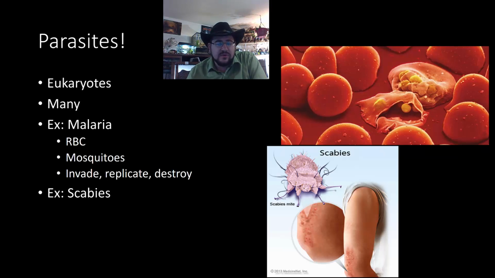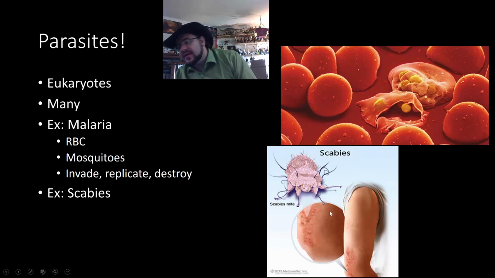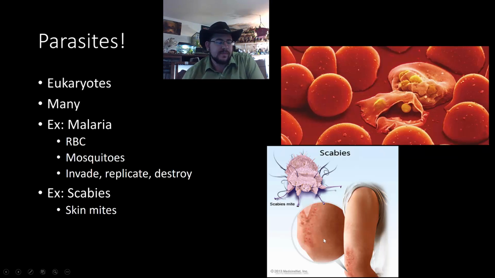They're not going to kill you, but they are going to cause an intensely itchy rash and scaly skin. So they're little skin mites that burrow into your skin. So there we go. There's a scabies mite, and there's an image of the scabies infection. So yeah, skin mites, and they burrow and feed on your skin cells and your connective tissue and the connective tissue matrix.